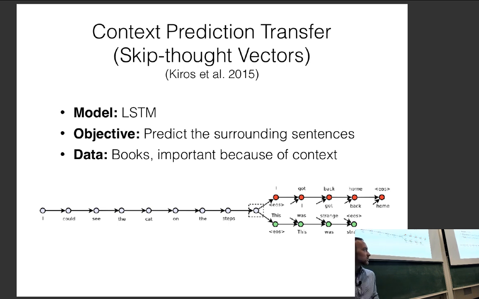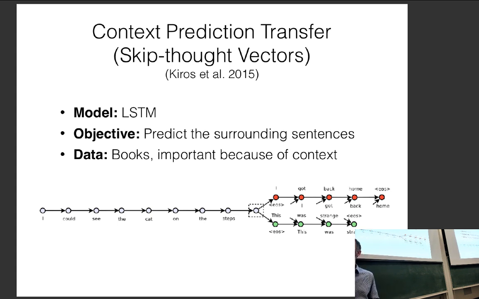But basically, this was an LSTM. You had an LSTM model that read in an input, and then you predicted the surrounding sentences. So you would read in an input, and then you had a corpus of books where you had the next sentence and the previous sentence, and based on this, you tried to predict what you would get before and what you would get after.